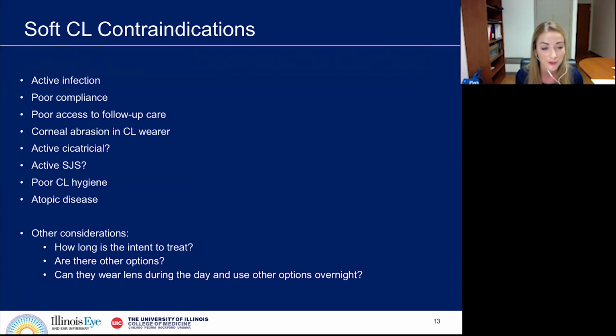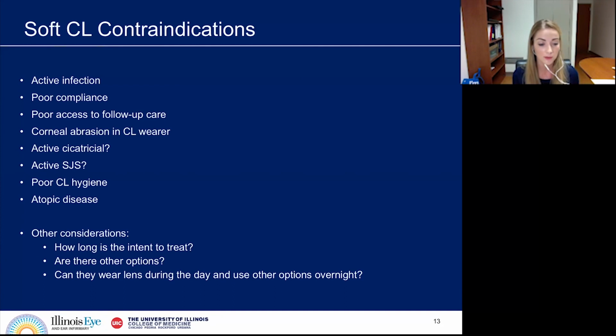Active cicatricial and Stevens-Johnson syndrome, the question mark is really there because it's all dependent on the severity of the surface of the eye. They might have an irregular ocular surface, and so you might experience more lens loss, and that's really a questionable one. Other considerations include how long the intent to treat is, if there are any other options, and can they wear the lens during the day and use the other options overnight.